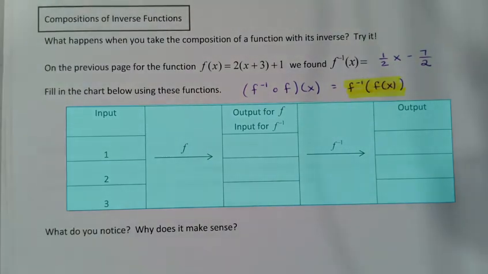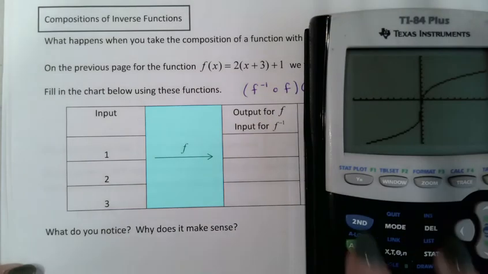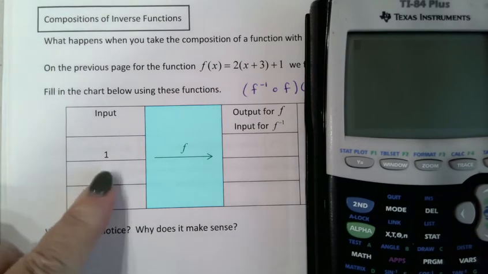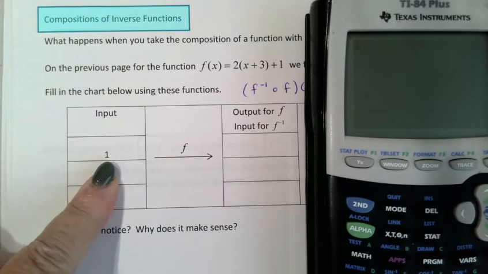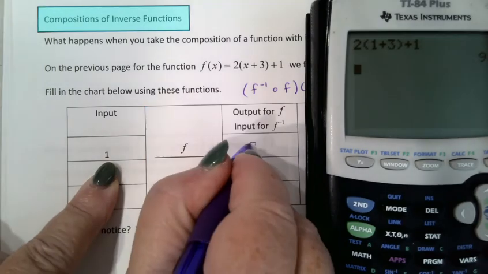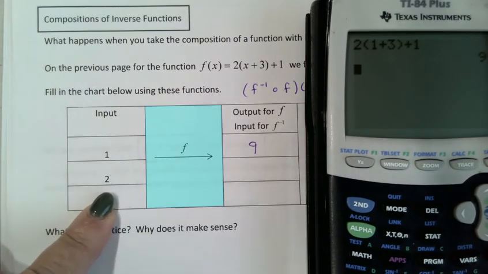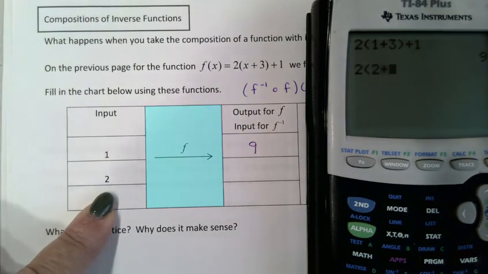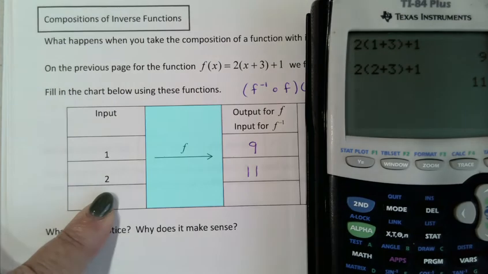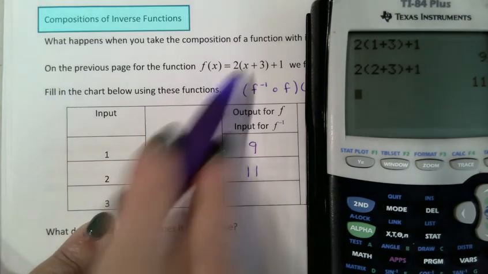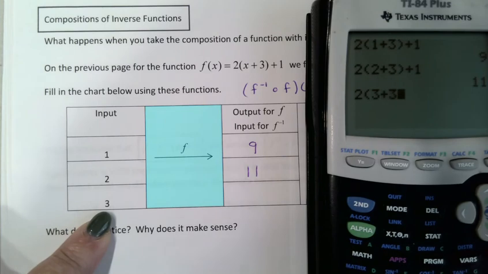All right, calculator at the ready here. If I'm plugging my input 1 into f, I'd have 2 times 1 plus 3, plus 1 gives me 9. Plugging 2 into my function f, 2 times 2 plus 3 plus 1 gives me 11. And finally, plugging 3 in here, 2 times 3 plus 3 plus 1 gives me 13.